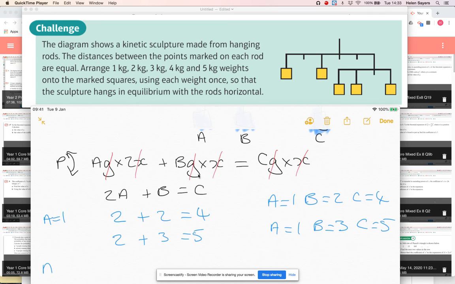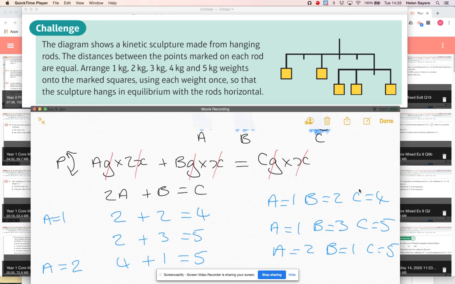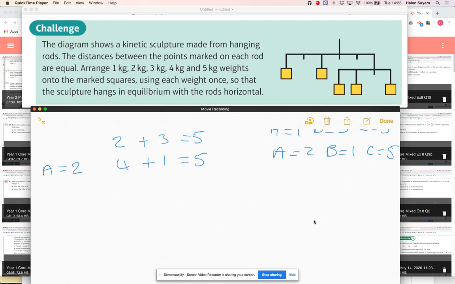I think A could also be 2. So if A was 2, 2A would be 4, and I could do 4 plus 1 equals 5. And actually, if we can't get this working, I might have to revisit that, but I think they're the only possible combinations for A, B, and C. So I'm definitely using the 1 kilogram weight there somewhere, and then the others, I can't say. So just from looking at that rod, I can't say for certain what A, B, and C are. Okay, but we'll come back to that.